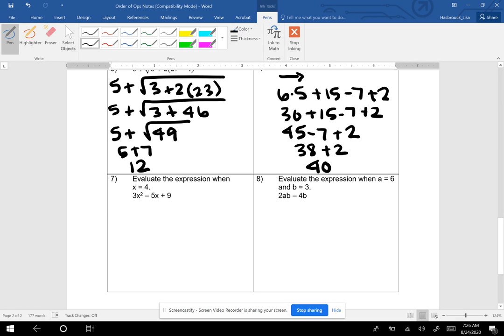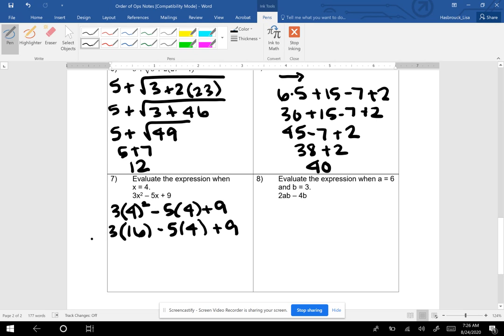For the next two, we're evaluating an expression. So for number 7, we're evaluating it when x equals 4. This has a little more work involved because we have to substitute first. So I do 3 times 4 squared minus 5 times 4 plus 9. Now using order of operations, I have exponents here. So I'm going to do 3 times 4 squared is 16 minus 5 times 4 plus 9.